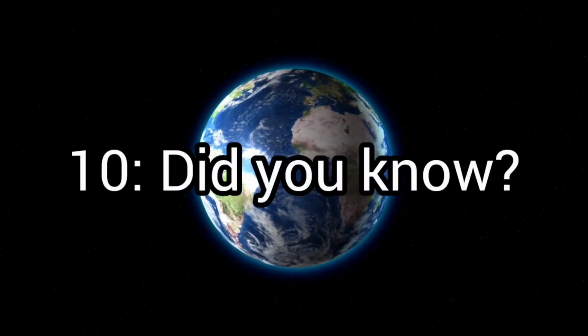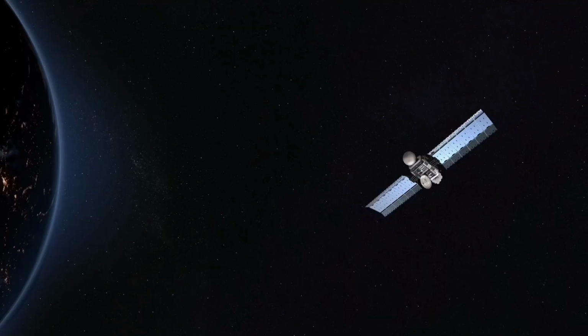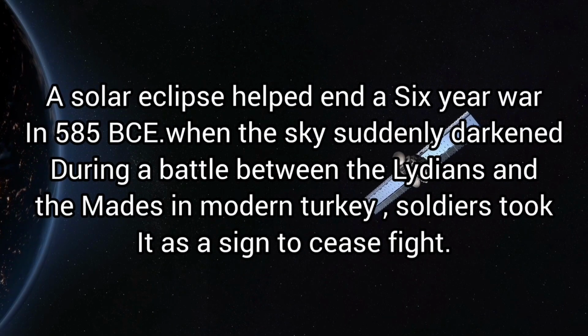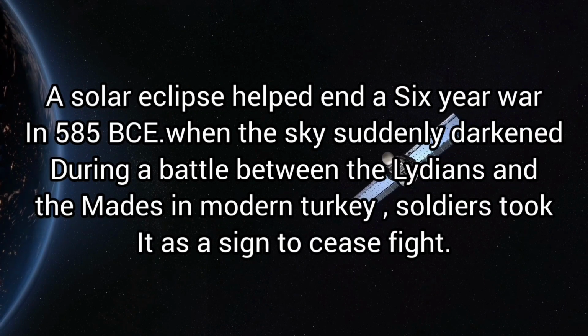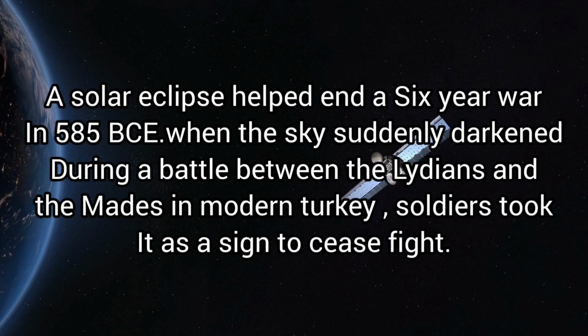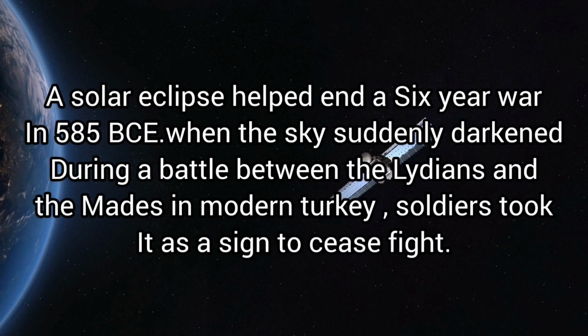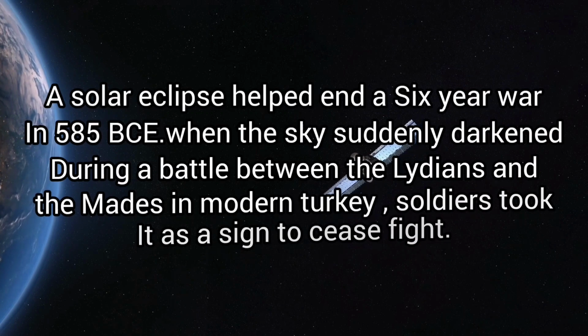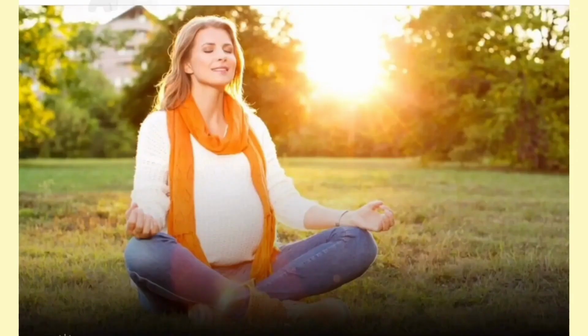Did you know? A solar eclipse helped end a 6-year war in 585 BCE, when the sky suddenly darkened during a battle between the Lydians and the Medes in modern Turkey. Soldiers took it as a sign to cease fighting.